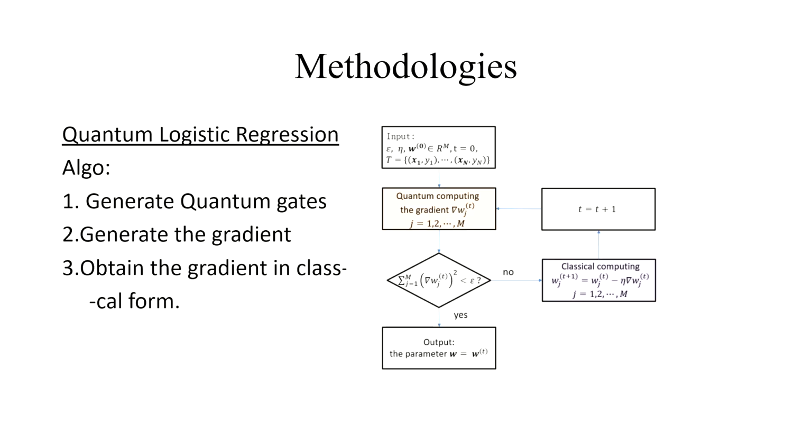So let's first discuss the quantum logistic regression. It's just like a regular regression where a line is drawn and you have to identify whether the next data point will be in class A or in class B. But here we are using qubits. So first we need to generate intermediate quantum gates. Then we need to generate the gradient. And when the gradient is generated, we need to convert it to the classical form so we can obtain a result. So the whole process of the entire algorithm can be shown with the help of this flowchart.